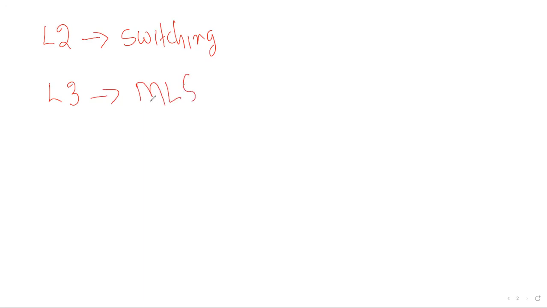We have switches from layer 2 as well as layer 3. When we say layer 2 switch, it is called switching, and when we say layer 3 switch, we call it an MLS, multi-layer switch, which can perform switching plus routing. We'll discuss routing in an upcoming session.